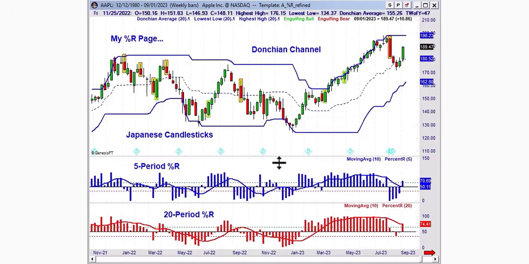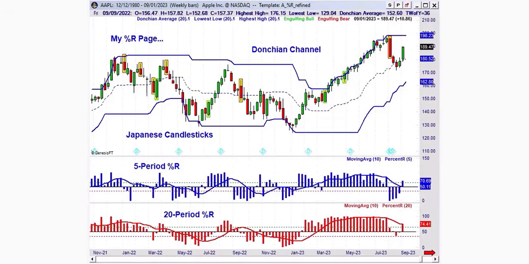And then in the bottom two panes here, I have a dual percent R tool. This is Williams percent R. Specifically, it was developed by Larry Williams. And I'll have a discussion on how I use that tool specifically in the next video. So in this video, we're going to be discussing the Japanese candlestick portion of this technical page. So let me go ahead and bring over another price chart.